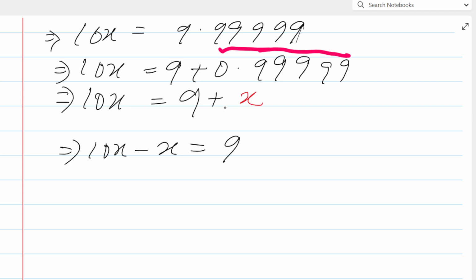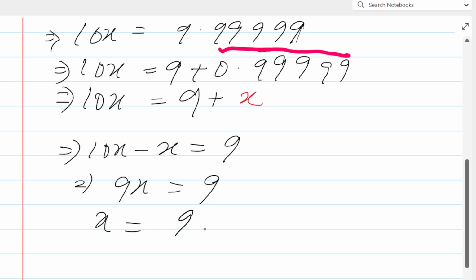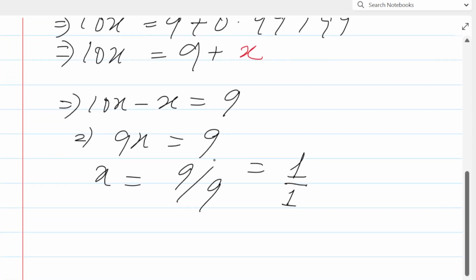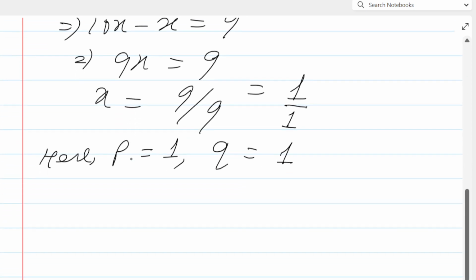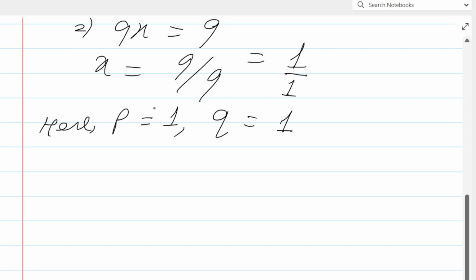This x will come to this side and the sign changes. That is 9x equals to 9. So x equals to 9 by 9 equals to 1. Again, this 1 can be written as 1 by 1. So here p equals to 1, q also equals to 1. Okay, one line you can write, because in the question it was told to express 0.999 in the form of p by q.